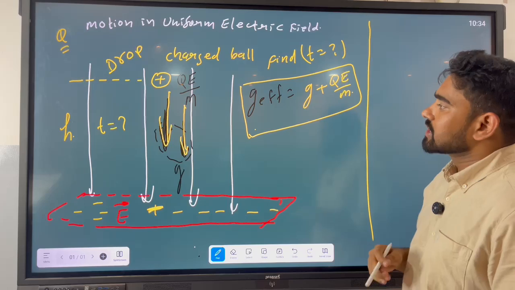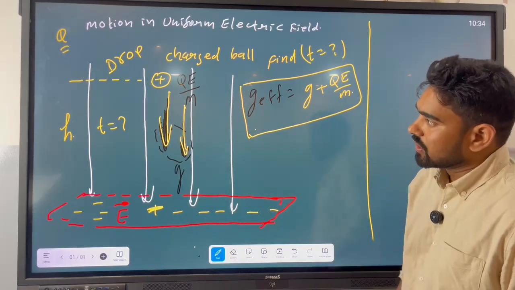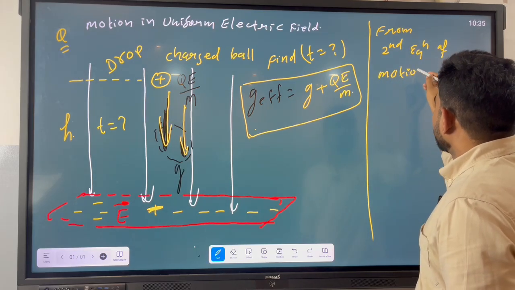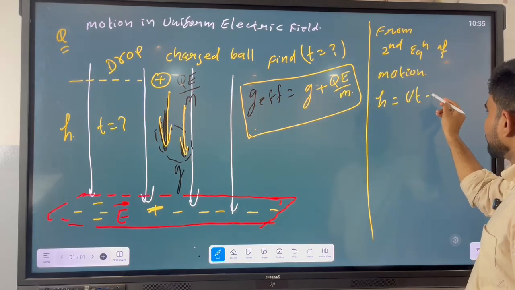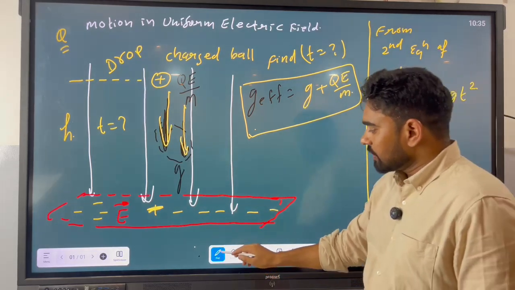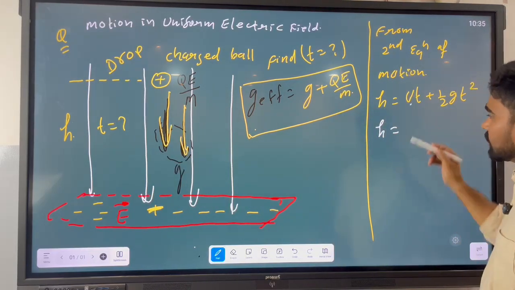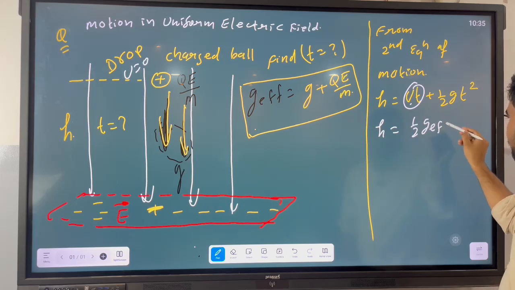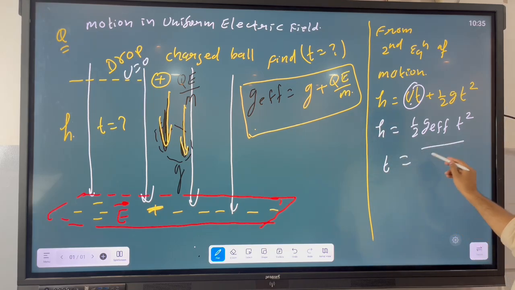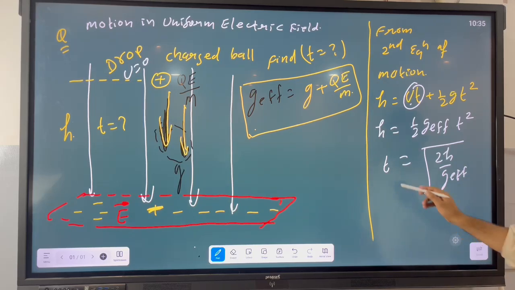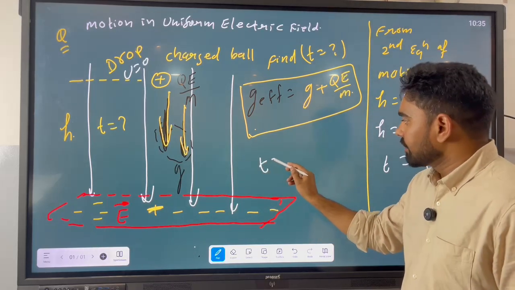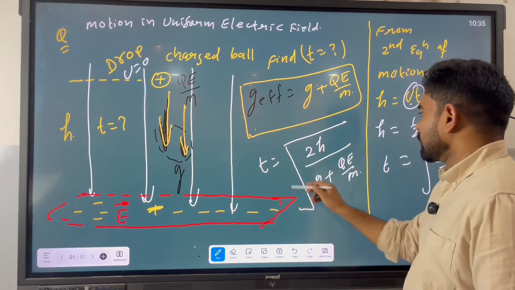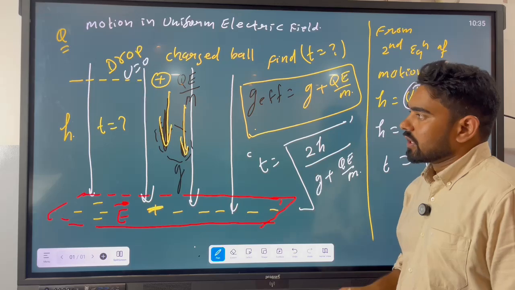In this situation, using the second equation of motion to calculate the time, h equals ut plus 1 by 2 g t square. Here u is 0 because the particle is dropped from this point with initial velocity 0, so h equals 1 by 2 g effective t square, and t equals square root of 2h divided by g effective. Putting in the value of g effective, we get the time t equals square root of 2h divided by g plus QE divided by m. This is the value of time for the ball to reach the ground point.